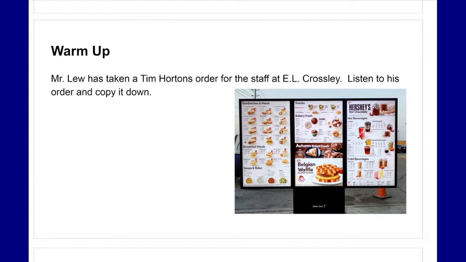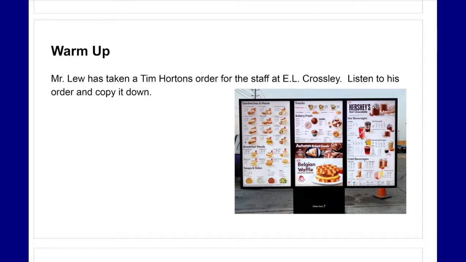So the order is a large coffee double-double, a large coffee double-double, large black coffee, tea with milk and sugar, large coffee double-double, a maple dip donut, another large coffee double-double, a large black coffee, a large regular coffee, a large coffee double-double, 10-pack of Timbits, large coffee double-double, tea with milk and sugar, another 10-pack of Timbits, large regular coffee, large black coffee, large regular coffee, large coffee double-double, large black coffee, 10-pack of Timbits, large regular coffee, and a small black coffee. Did you get that order?